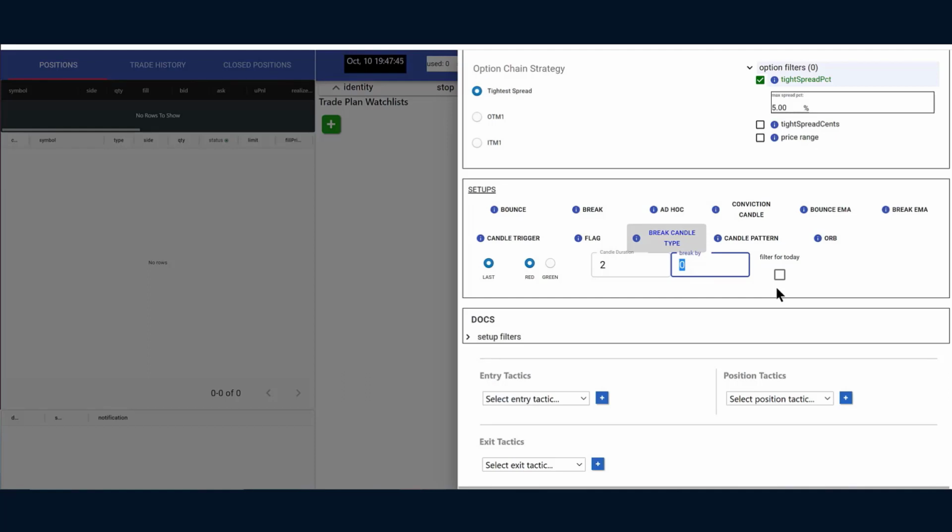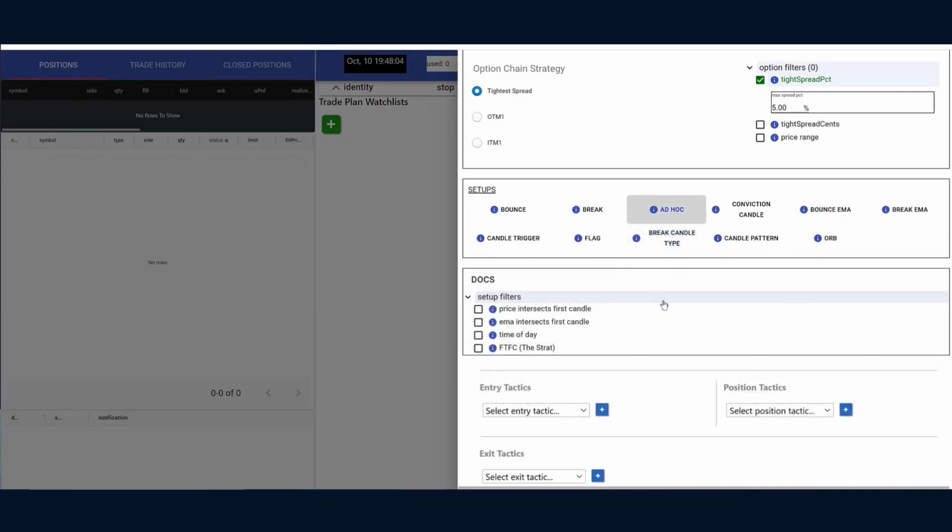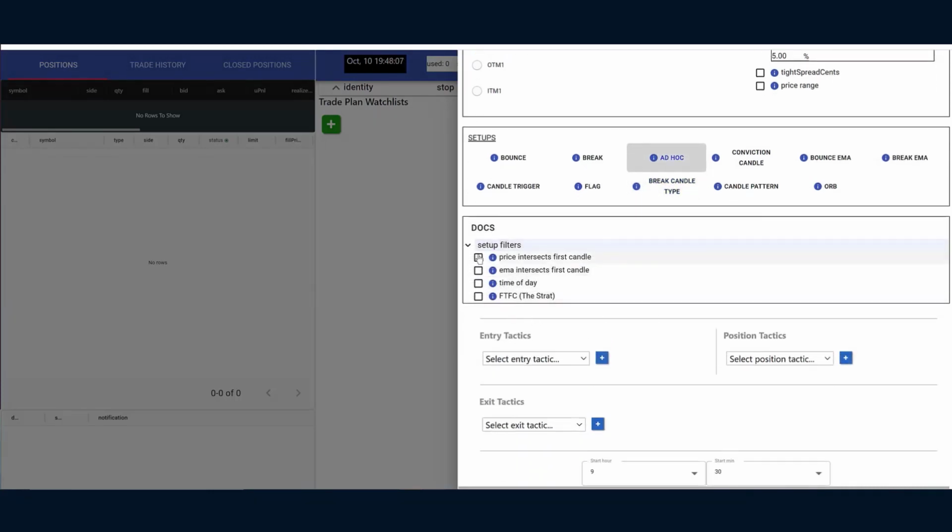This is a good time to mention that we at Trade Unafraid work closely with our user community to add new features and improve the product. If your favorite setup is not here, please reach out to us, and we will consider implementing it and adding it to the product. Now that we have examined setups, let's look at setup filters.